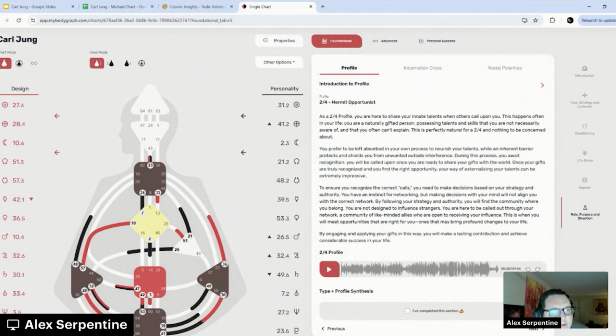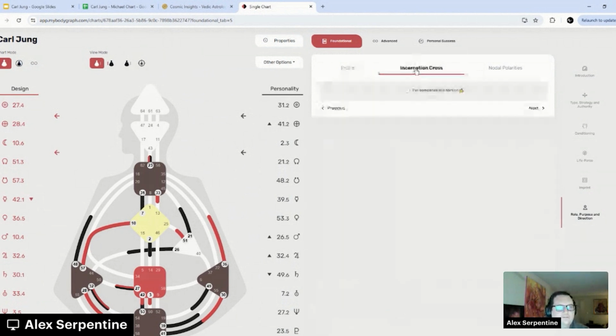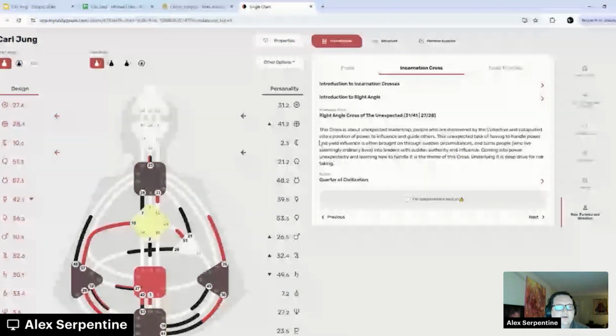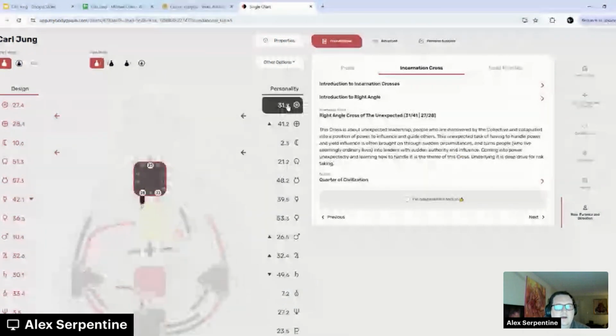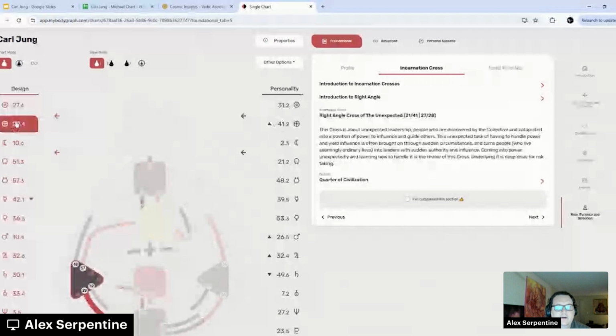Having the fourth line, he gets to have a lot of opportunities to connect with others and make things happen. So it's a pretty cool line combination profile to have, innate talent with opportunities to connect through community. So that's his profile, and then his incarnation cross. This is based on his Sun and Earth positions in his personality and his design, so the conscious and unconscious.